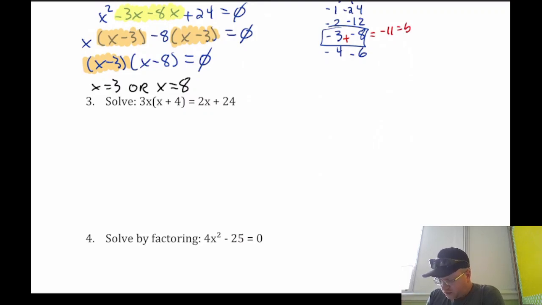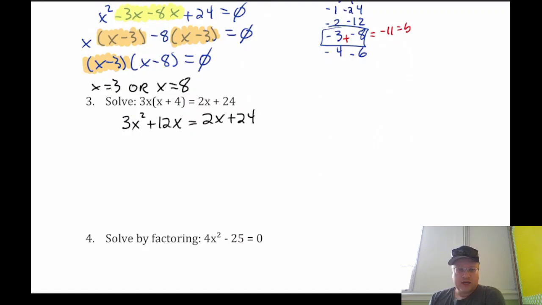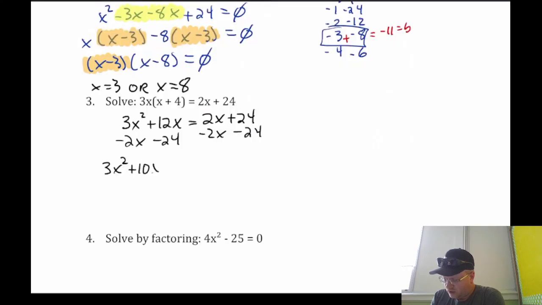So I'm going to start by multiplying and distributing 3x through the first set of brackets. So we're going to have 3x squared plus 12x equals 2x plus 24. I want to get rid of the terms on the right side of the equation, so I'm going to subtract them from both sides of the equation. Remember, whatever we do to one side of an equation, we do to another. So I'm going to be left with 3x squared plus 12x minus 2x is 10x minus 24 equals 0.